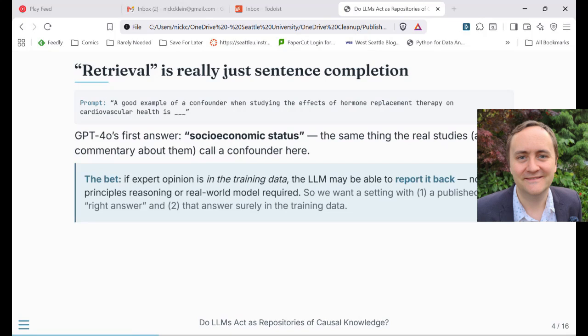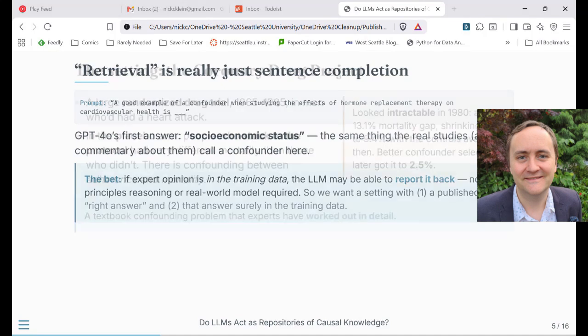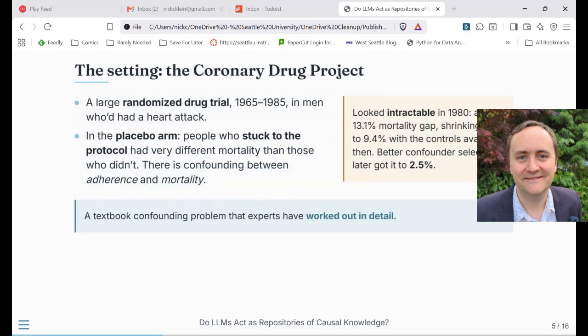So here's the question, if expert opinion is in the training data and we need an expert to be able to help us sort confounders from non-confounders, maybe the large language models will be able to just tell us what the experts say and therefore accurately sort the confounders from the non-confounders. So we are going to use as a setting to test this something called the Coronary Drug Project. This was a large randomized drug trial from 1965 to 1985 looking at men who'd had a heart attack. They had a treatment arm where you got the pill that they were testing. They also had a placebo arm where you did not actually get anything, right?